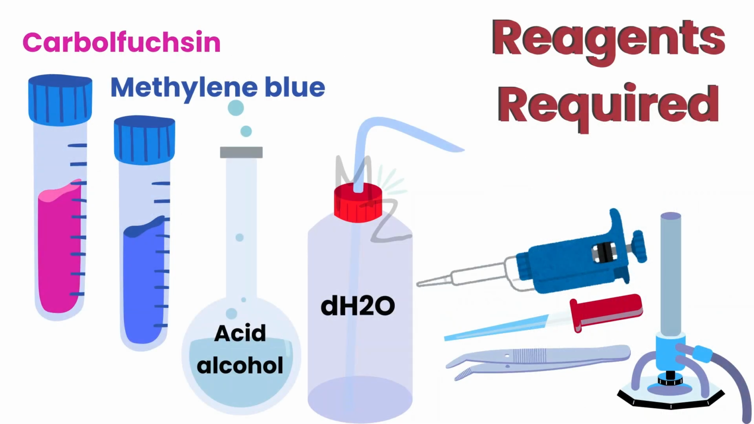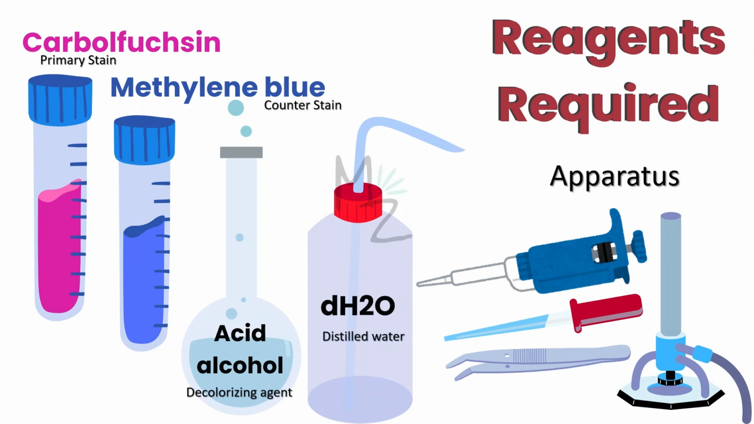Reagents required. The first thing that we'll need is carbol fuchsin. That's a primary stain. Then we'll need methylene blue. That's a counter stain. Then we'll need acid alcohol. That's a decolorizing agent. And we'll also need distilled water. And we'll definitely need certain equipment like a burner, dropper, etc.